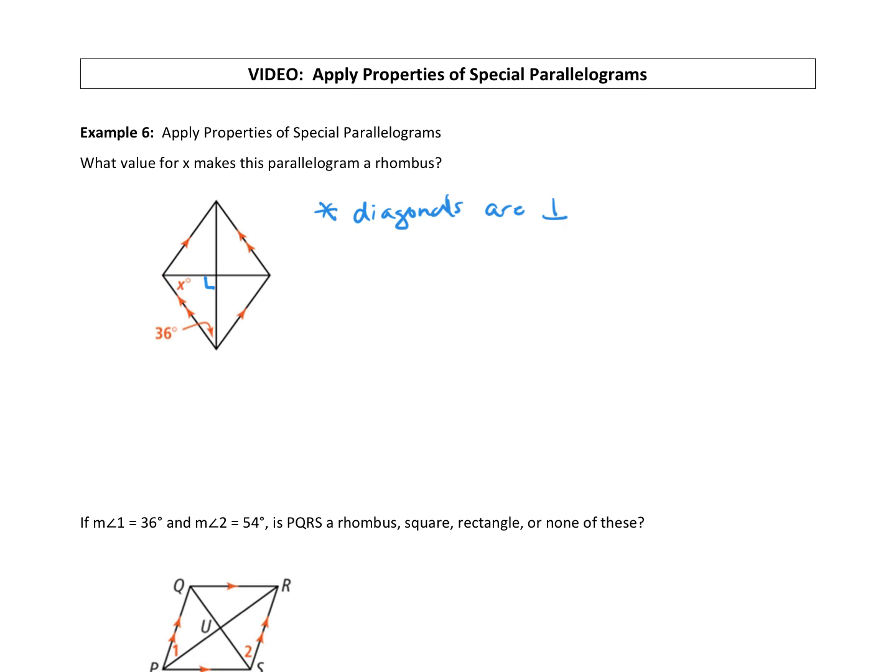triangle. So to find x, all we have to do is take 180, subtract out the 90, and subtract out the 36, and we will get the measure of angle x to be 54 degrees. So what value for x makes this parallelogram a rhombus? When x is 54 degrees, this will be a rhombus.